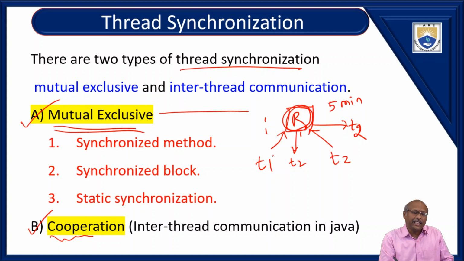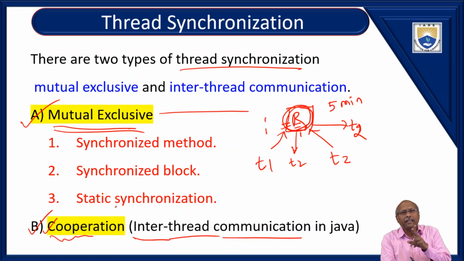So, in a certain situation T1 can do some part of the work, then come out, then T2 can go and wait for some time, then T1 can go. So, between them, there must be mutual understanding. That type of technique is called inter-thread communication. So, the IPC uses the cooperation technique. So, this is also one type of synchronization concept in thread.